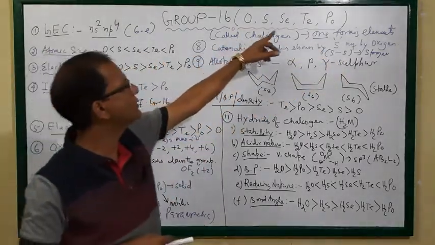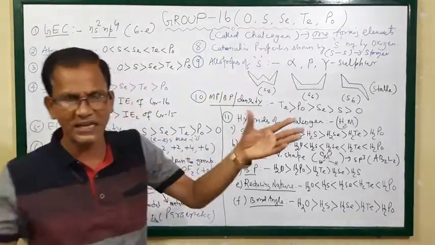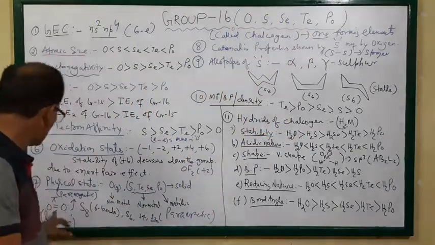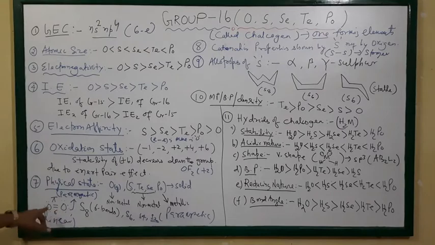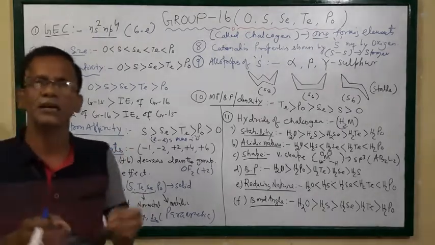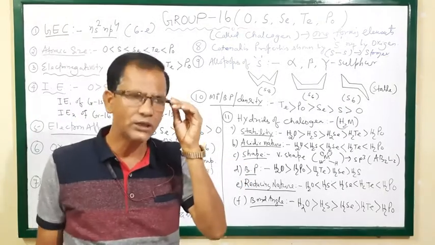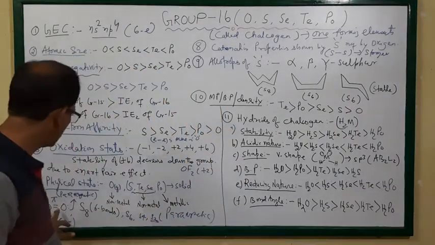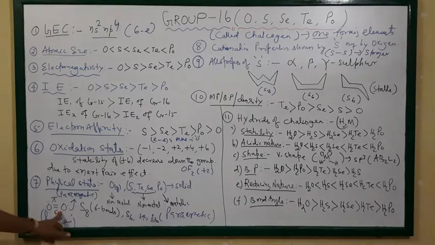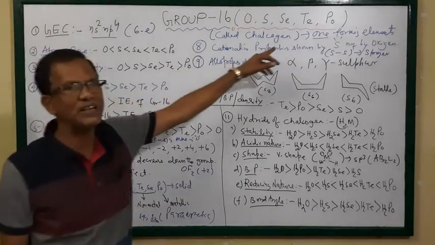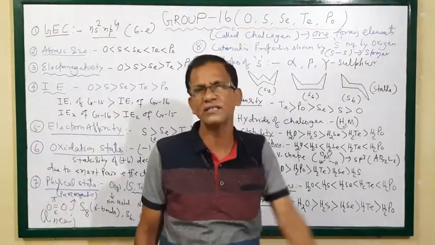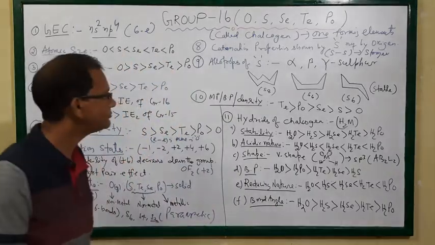But why not selenium, tellurium, polonium? Because they are large in size, with weak bonds. But why not shown by oxygen, although it has a stronger bond? Because oxygen, due to small size, has electron repulsion, so the chain will be weaker. That's why oxygen also does not show the catenation property. Only sulfur shows it, due to the strong S-S bond.